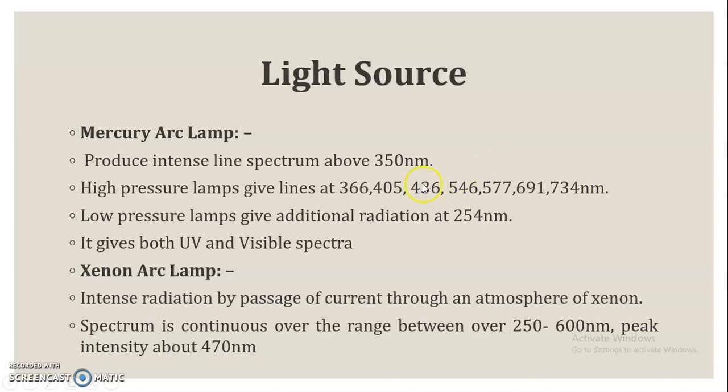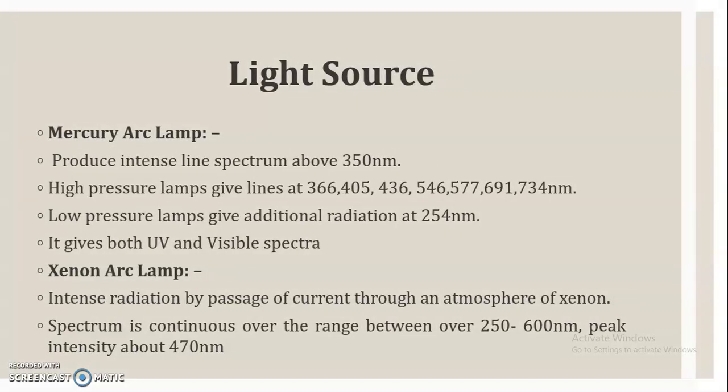Here you can see the mercury lamp will give a spectrum at only 366, 405 in this range, while the xenon lamp will give a continuous spectrum in the range of 250 to 600 nanometers, and peak intensity is observed at 470 nanometers. So this is about the xenon arc lamp.